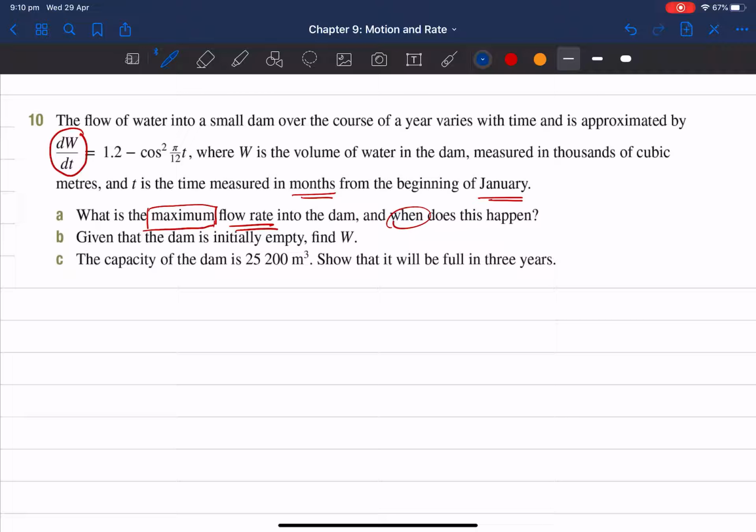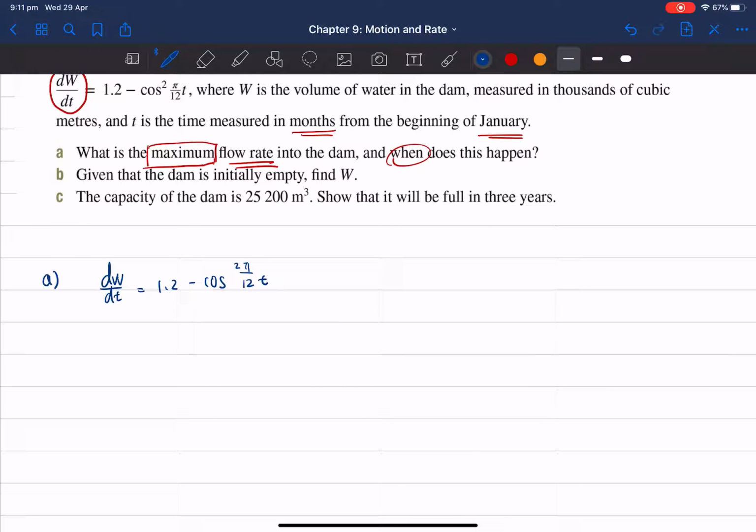This is a bit tricky, because the question didn't ask you for the maximum amount of water. It didn't ask you for the maximum volume of water, it asked you for the maximum flow rate. So we are going to start with this dW over dt equation, and we are going to differentiate that one more time. So d squared W over dt squared, I'm going to differentiate that.